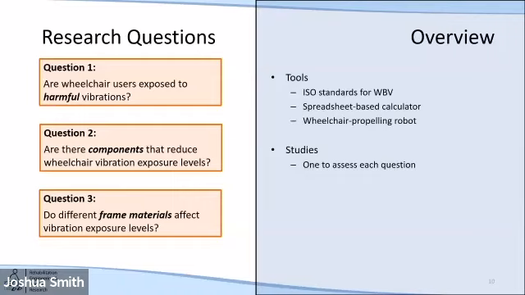I want to go through some of the tools that we can use to assess whole body vibrations, the complex ones and some simpler ones, and then talk about some of the tools that we've established to measure whole body vibrations. And then I'll go through some studies to answer these really important questions to me. First, are wheelchair users exposed to harmful vibrations? Second, are there components out there on the market that reduce the level of vibration exposure? And third, do different frame materials, specifically carbon fiber and aluminum, differ in how much vibration reaches the user?